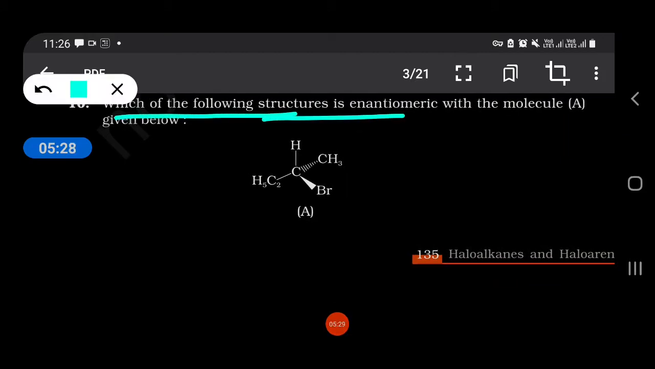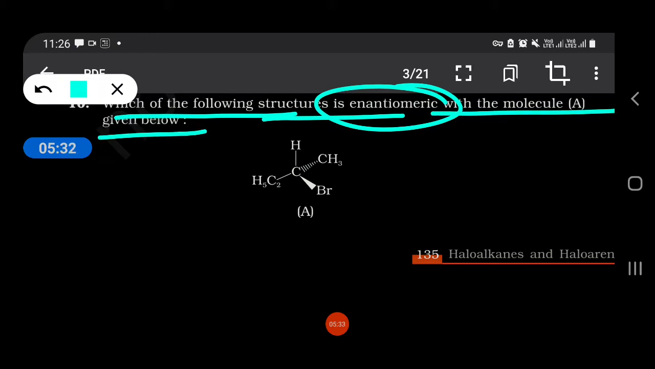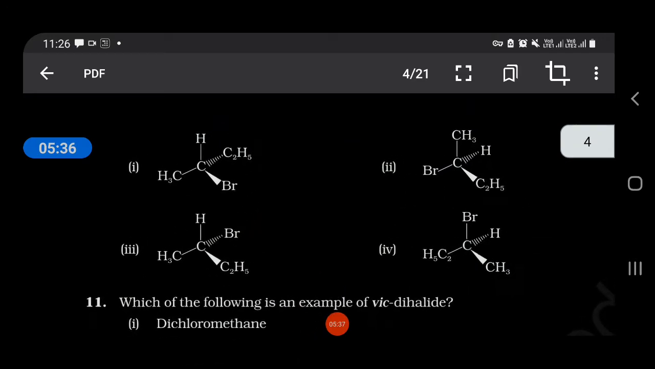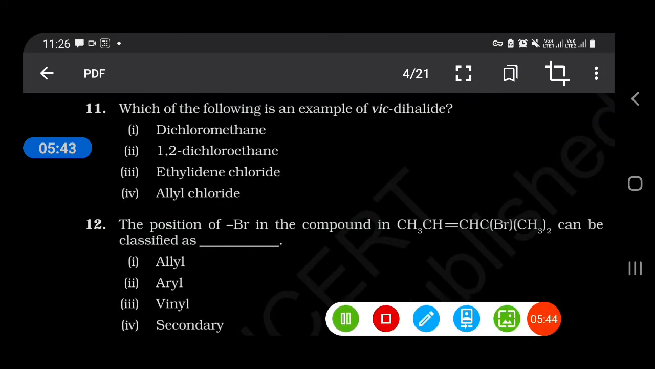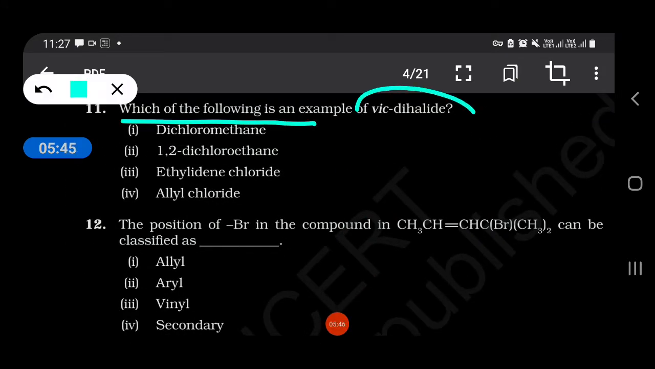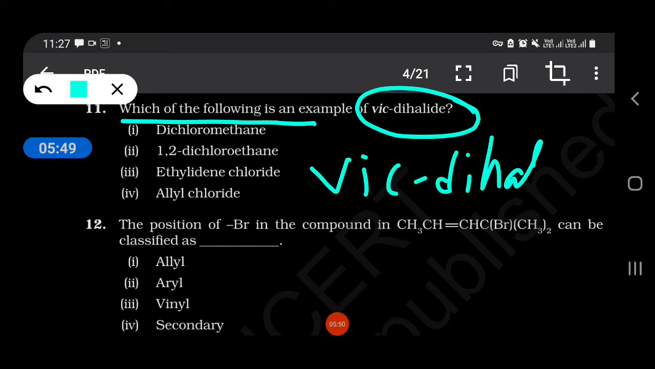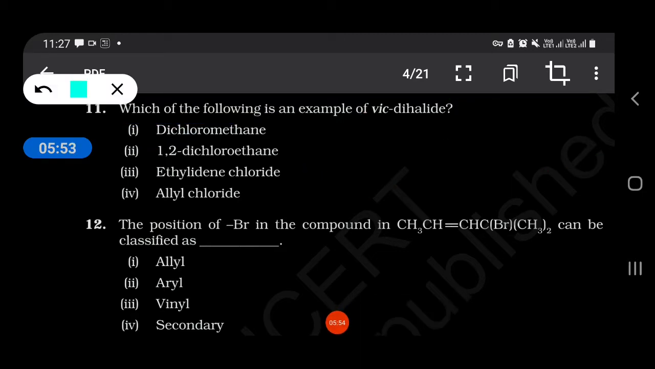Which of the following structures is enantiomeric with molecule A in given figure? Our answer is first. Which of the following is an example of a vic dihalide? So our answer is 1,2-dichloroethane.